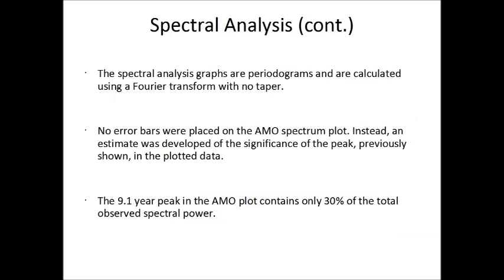These graphs show the spectral power estimates for the AMO and PDO indices, respectively. These graphs are considered periodograms. They are calculated using a Fourier transform with no taper and are designed to yield intermediate frequencies. No error bars are placed on the plot of the AMO spectrum because the expected distribution for a power spectrum is exponential, not Gaussian. Instead, an estimate of the statistical significance of the peak that appears at a frequency of 0.11 cycles per year was developed using the Monte Carlo method. The 9.1-year peak in the AMO may have high statistical significance, but it only contains 30% of the observed spectral power.